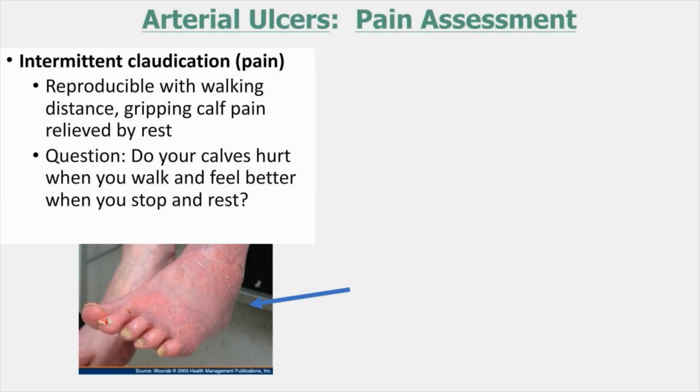Arterial ulcers are often painful wounds with pain in the extremities. The pain is typically exacerbated with activities such as walking and with elevation, and somewhat relieved in the dependent position, such as when dangling the feet over the edge of the bed, such as you see here. So one of the questions that you want to ask when we're talking about intermittent claudication that gives you a clue about arterial insufficiency or peripheral arterial disease is pain reproduced with walking distances?